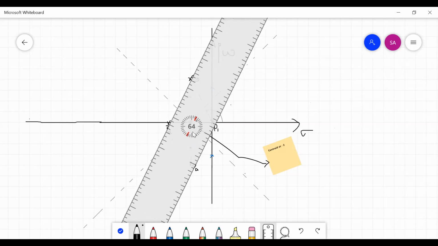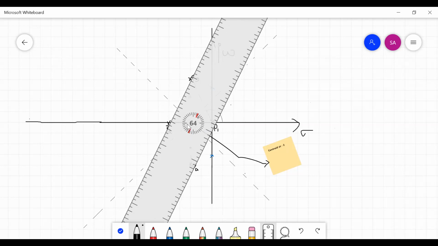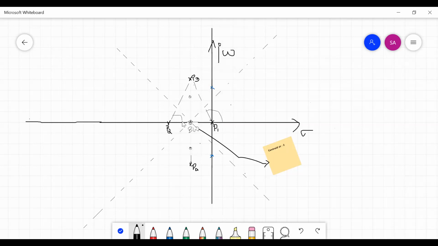Okay, so we got it at 64. Here we're getting it as 64. It is around 62. When I measured with the protractor, I got 62. This angle corresponds to the angle made by P2 with respect to P3, that was 62. So now, correspondingly, you have to find the angles and find the angle of departure.